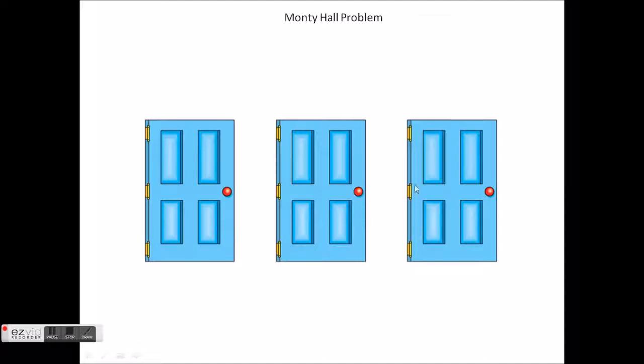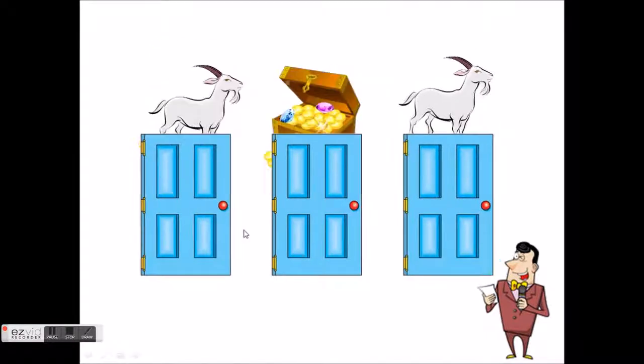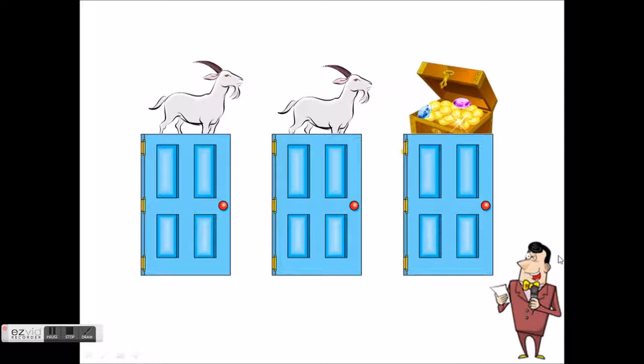And Monty Hall asks you to choose one because behind one of them is something great. For instance, maybe a treasure chest full of gold and a couple of sapphires or something. And behind the other 2 are goats. And you don't even get to keep the goat. It's just symbolic of you losing. Okay, so you don't know which door it's behind. It could be behind this first door, could be behind this door, could be behind this door, right? You have no idea. So you are presented with these 3 doors, and let's say you pick this one, okay?